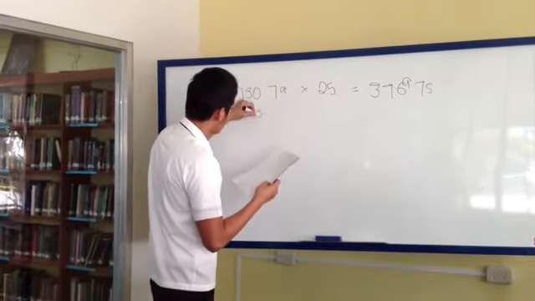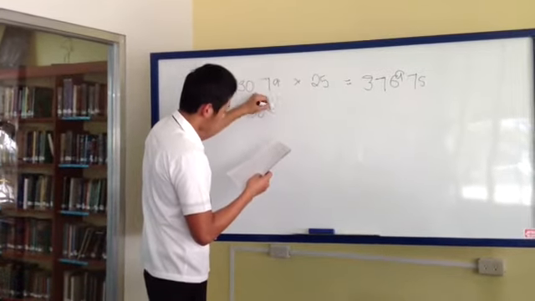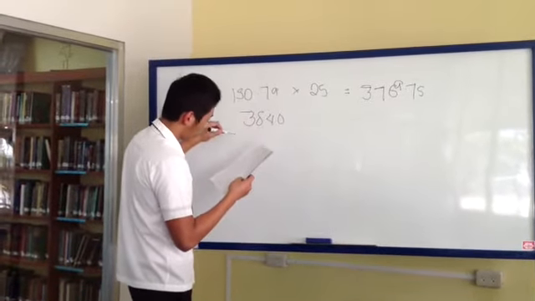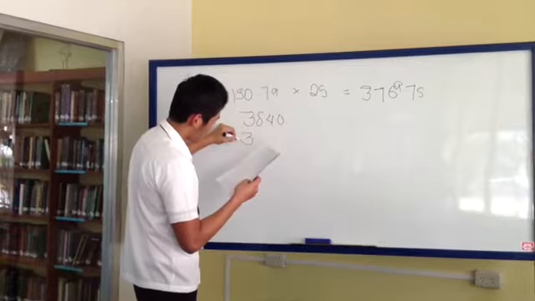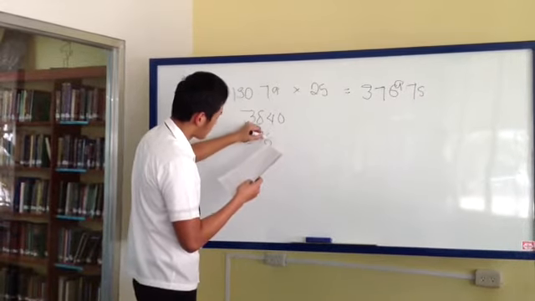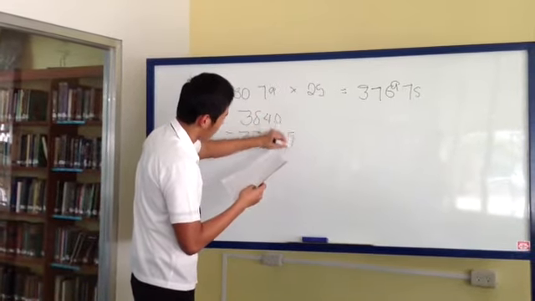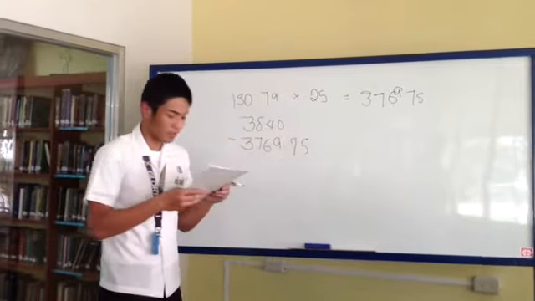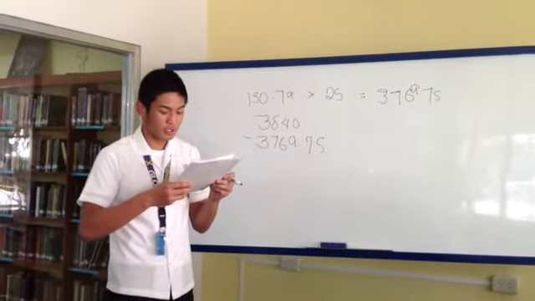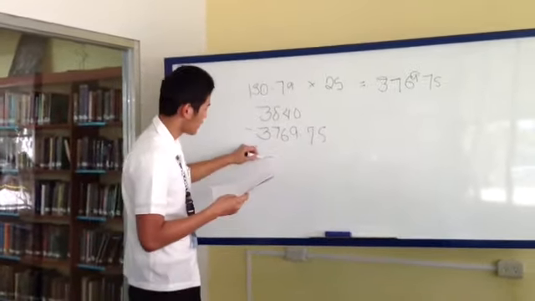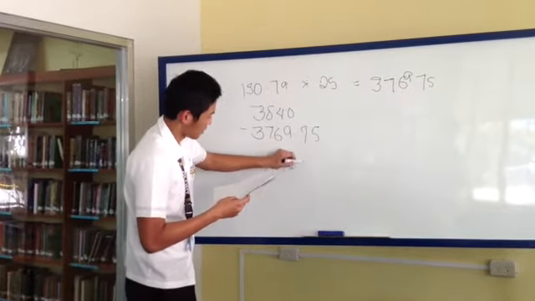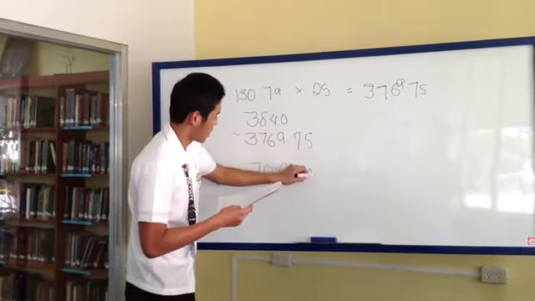So it will become 3,840 subtracted by 3,769.75. And the answer that we will get here is the empty space in the box is 70.25 cm.